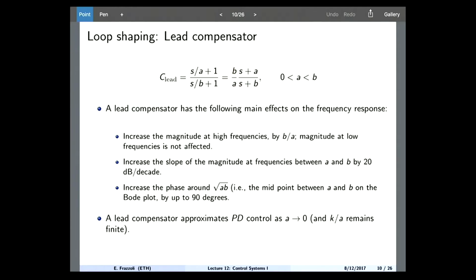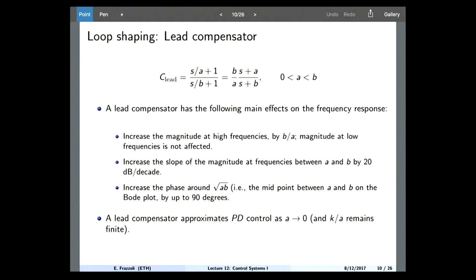What do you think that this looks like if A gets closer to 0, if A gets smaller and smaller? Okay, so B is larger than A, right? So then what you have is A is very small, and let's say B is very large. What does this look like? If A were to be 0, what is the numerator? If A were to be 0, the numerator would be just S, right?